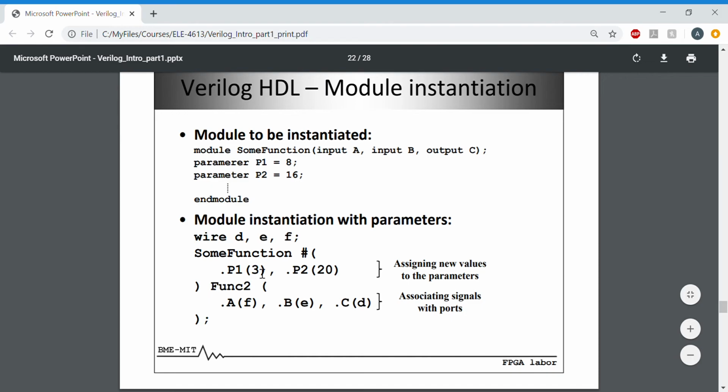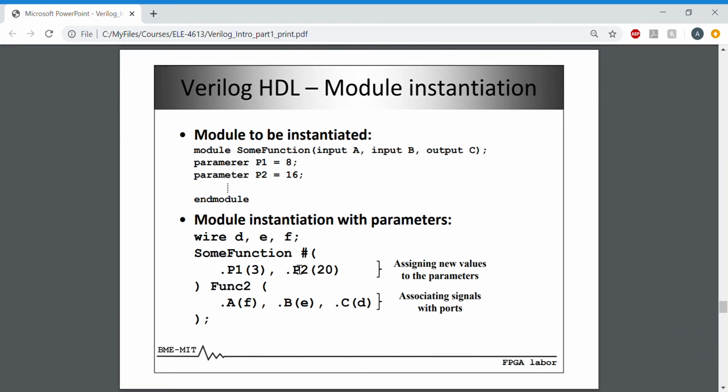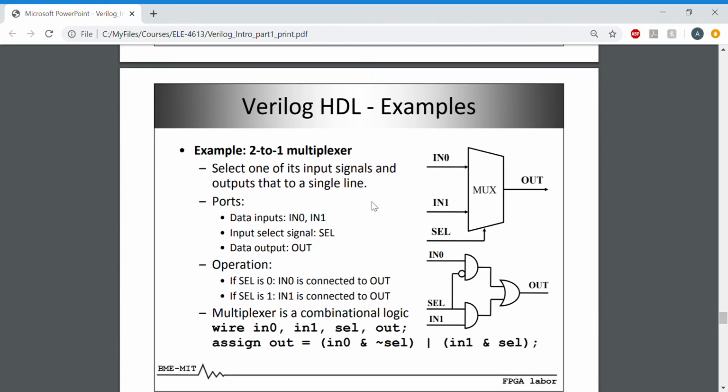So here you are overriding, you are forcing the new values on the parameters. And of course, the parameters here will have new values all throughout all the use. Wherever P1 appears is going to be replaced by 3, not 8. And wherever P2 appears is going to be replaced by 20, not 16.